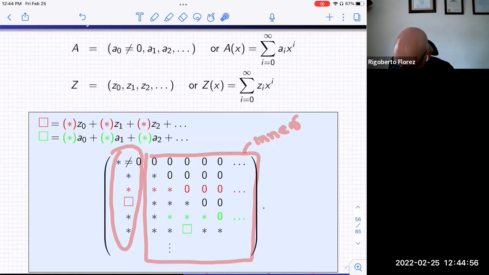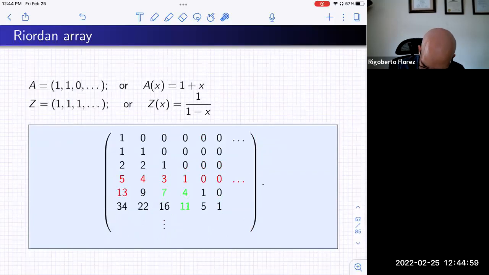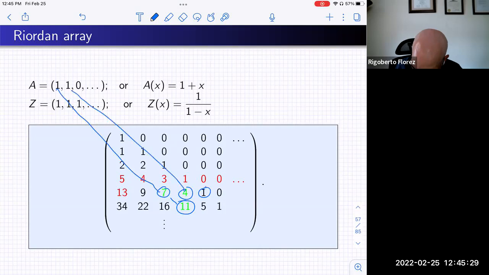Let's see one example of how that works. I'm going to pick my A as 1, 1, and the remaining zeros, which satisfies the condition. And my Z is 1, 1, 1, 1, 1 to infinity. So we are going to construct 11. What is 11? You go to the previous, 7, 4, and 1, right? And you do 7 times 1, 4 times 1, and 1 times 0. And you combine. So that is 7 and 4, which is 11.